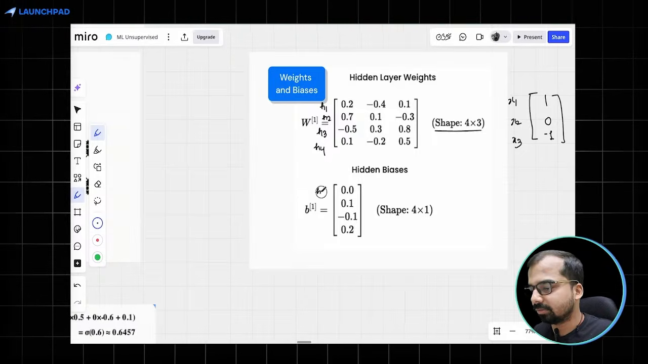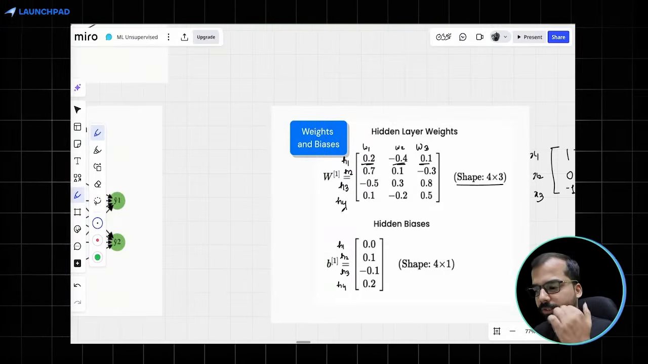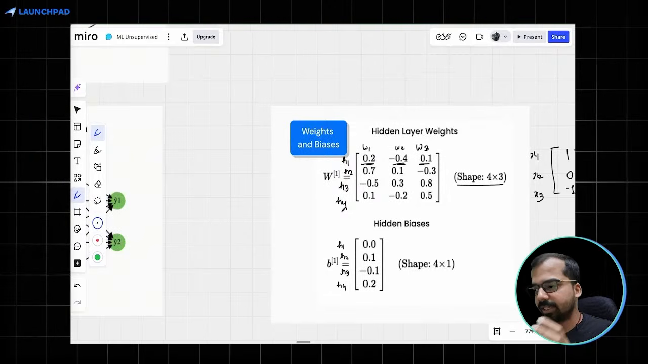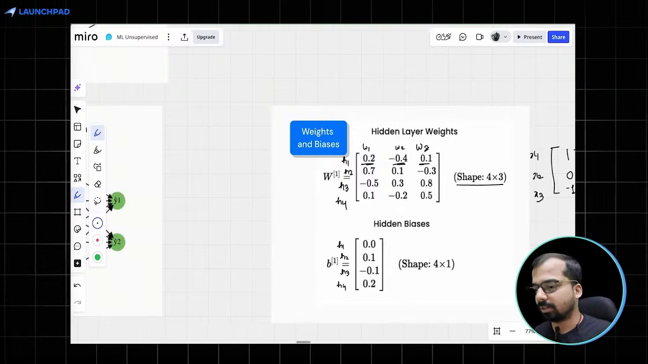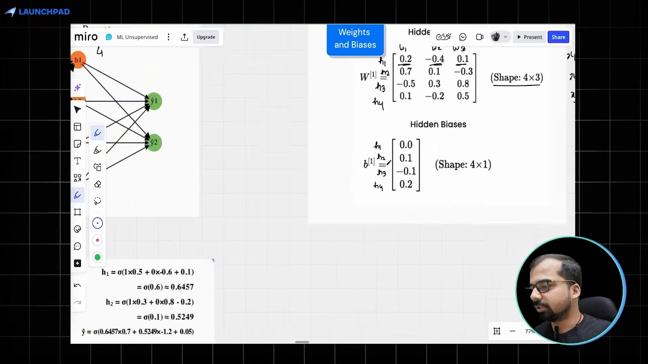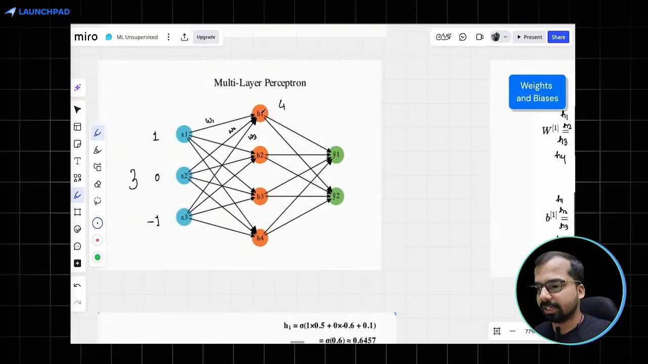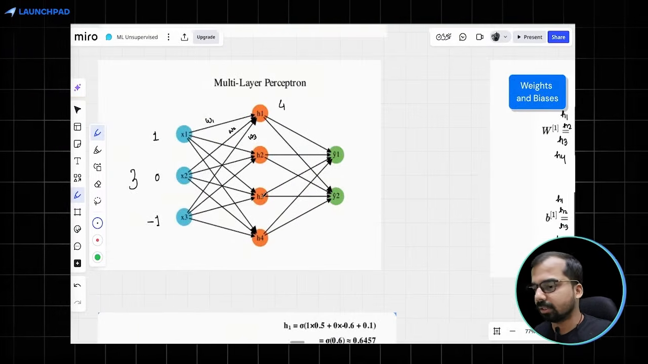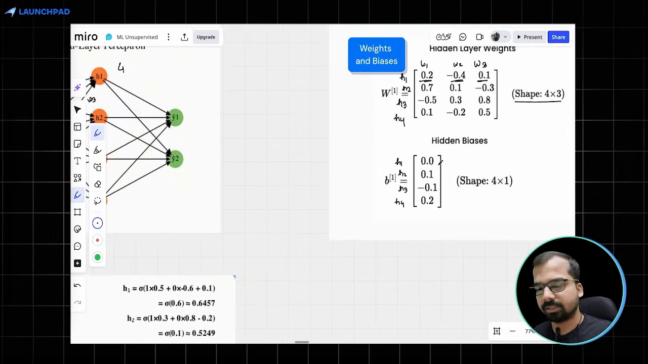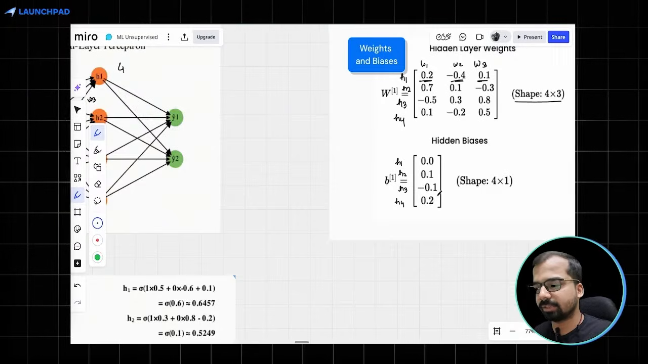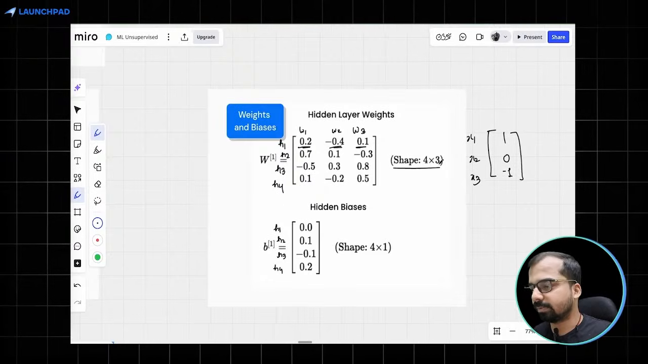So here we have H1, that is for each neuron of your hidden layer, and 3 columns for each input feature, all right? And that's why you have a bias here also, because every node over here will have one bias. This one is a bias, this one is a bias, this one is a bias, all right? That's why here the shape is 4 by 3.